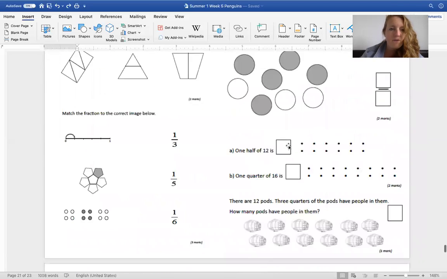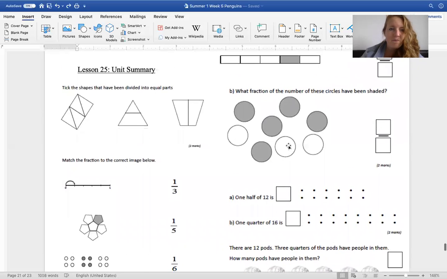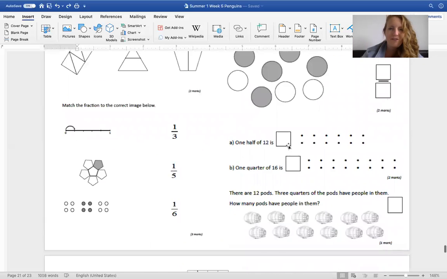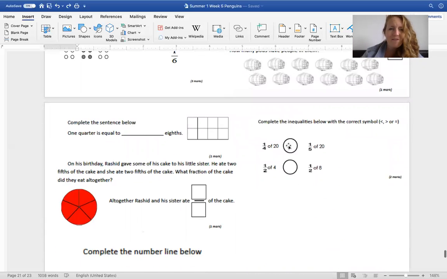That is all for this lesson. So again, it's taking everything that we've learned and putting it all in one activity. And hopefully you've had a fun time learning about fractions.